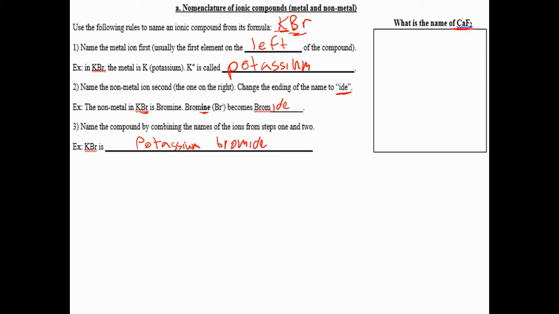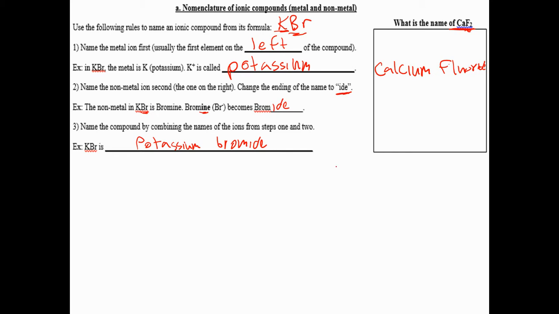Here we have another example. The metal is calcium, and the nonmetal is fluorine, but we change that to fluoride. So all simple binary ionic compounds, when you're naming them, follow these rules. Fairly straightforward. Metal first, nonmetal after, change the ending of the nonmetal to IDE.